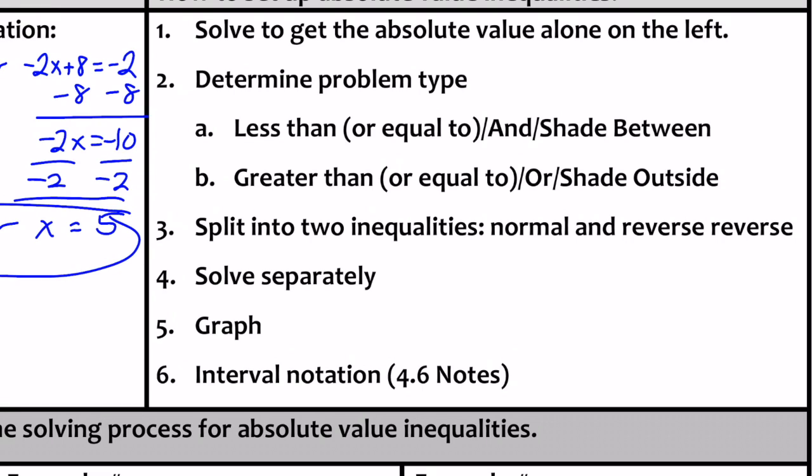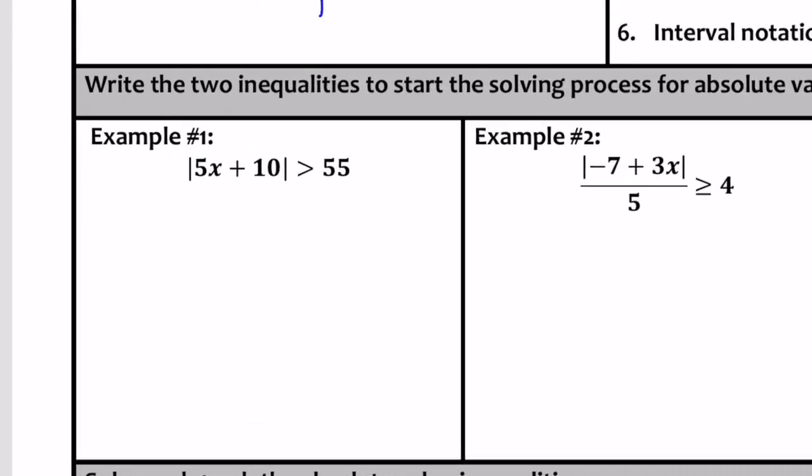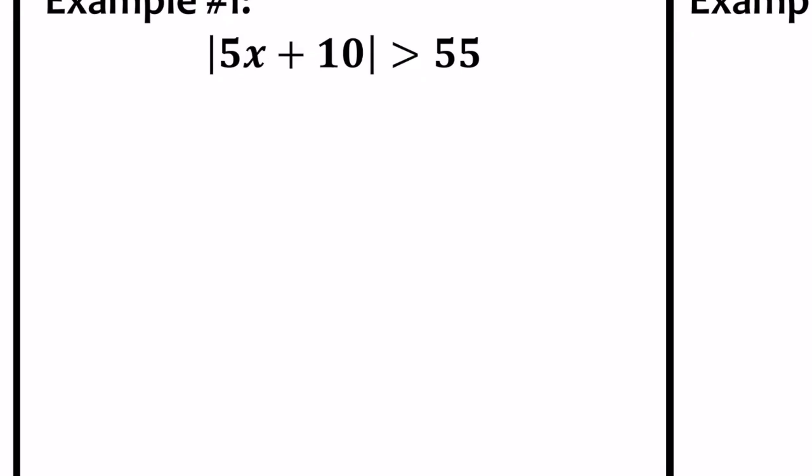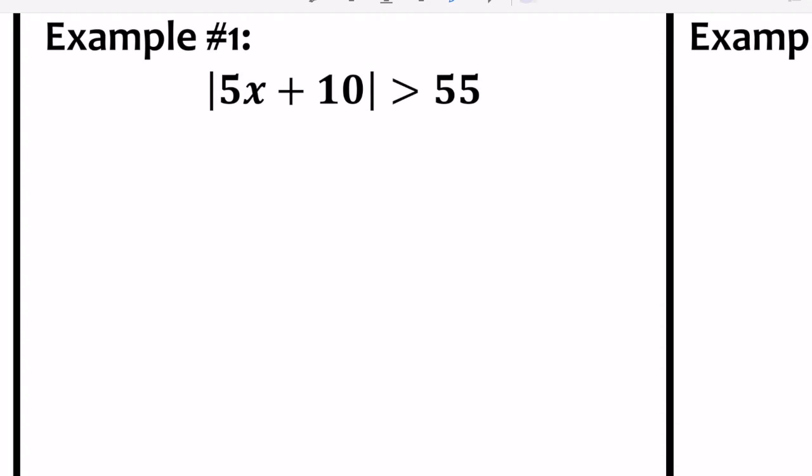A less than or less than or equal to will be an and problem, and you shade between. Greater than and greater than or equal to problems are or problems, and you shade outside, so towards positive infinity and towards negative infinity. Then step 3, split into 2 inequalities, normal and reverse reverse. That's very similar to our absolute value equations. We split into the 2 equations. Then we solve them separately and graph. We'll do step 6 later on in the next section.